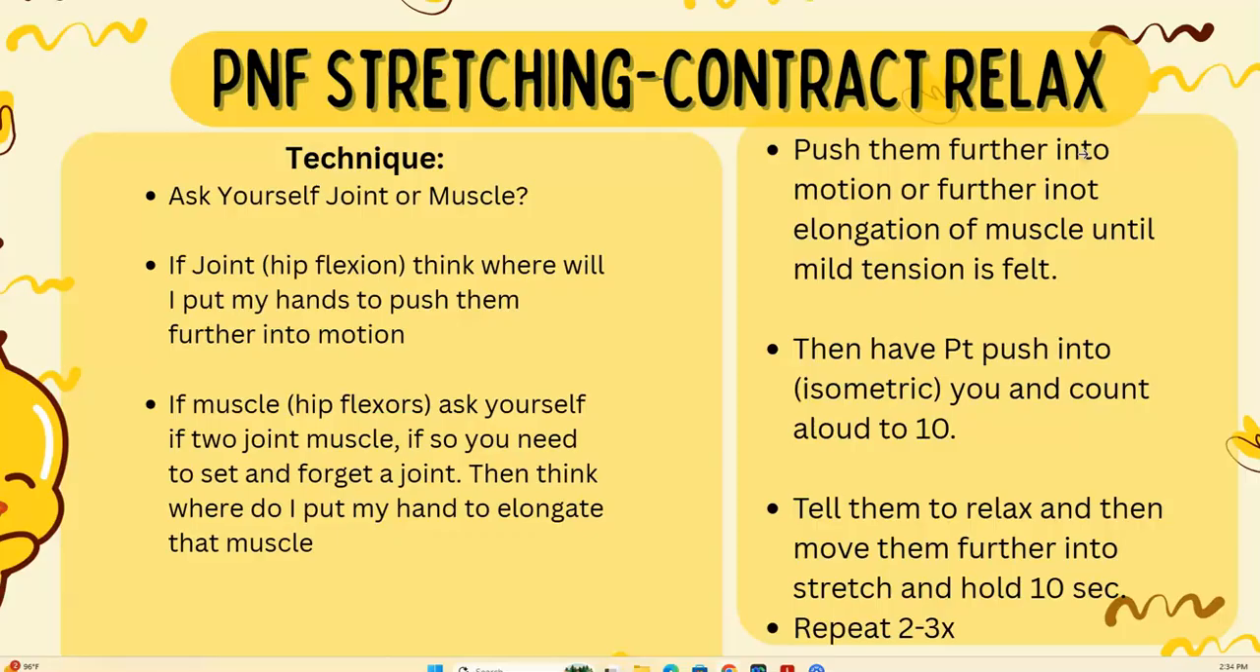I'm going to check in, make sure they feel some tension in that joint. Once they do, I'm going to have them push into me isometrically and count out loud to 10. Once they do that, I'm going to tell them to relax, and then me as the clinician, I'm going to move them further into that stretch and hold them for 10 seconds, check in for feedback, make sure they're feeling that stretch, and then repeat that process 2 to 3 times.